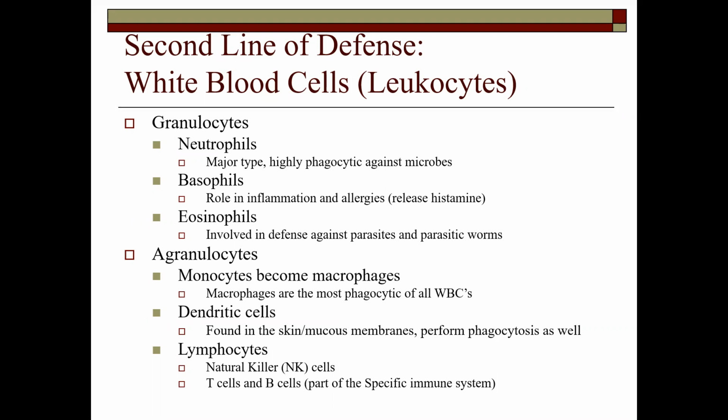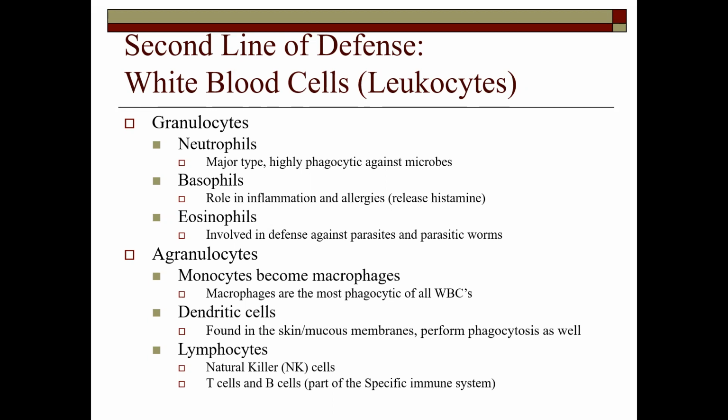Neutrophils are the major type of granulocyte. They're also probably the most important white blood cell to the non-specific immunity. They are highly phagocytic, which means that they perform phagocytosis, which we're going to talk about in a second. But you guys probably already have a good idea about what phagocytosis is. That's when a white blood cell encounters a pathogen or a microbe and essentially grabs onto it and ingests it. And that's how they kill them. They kill them using their lysosomes.